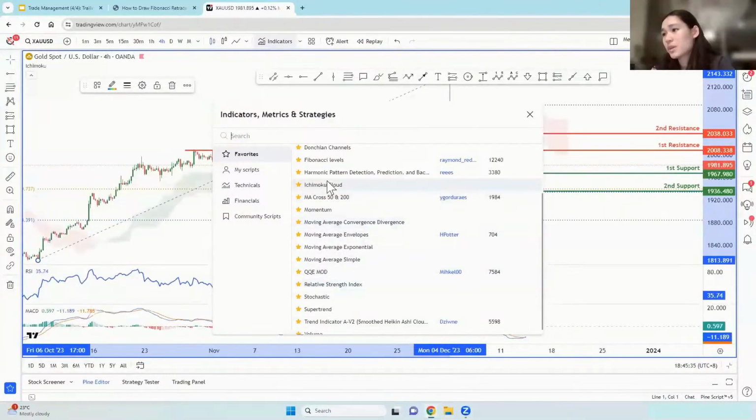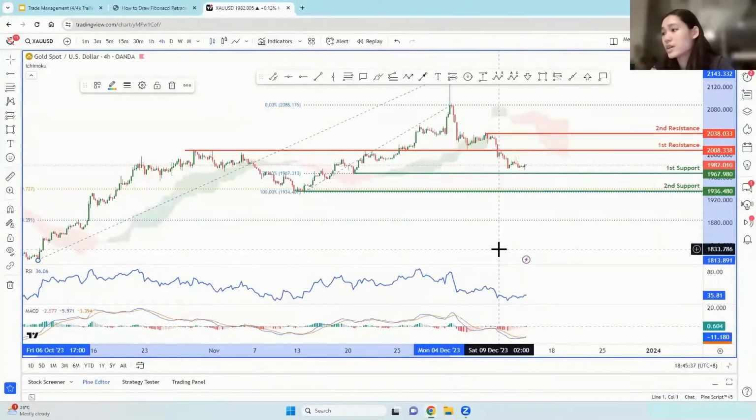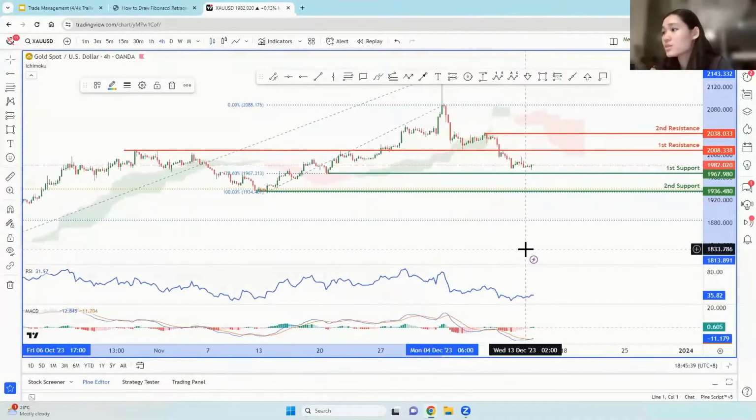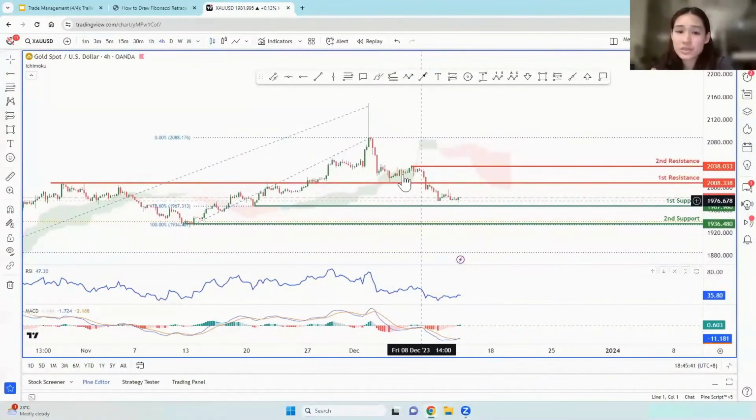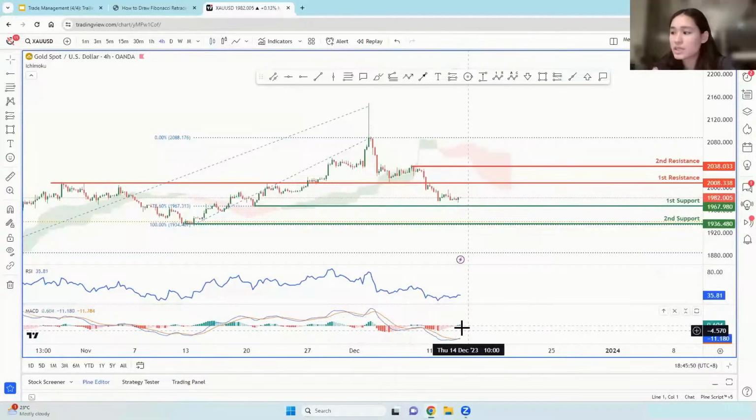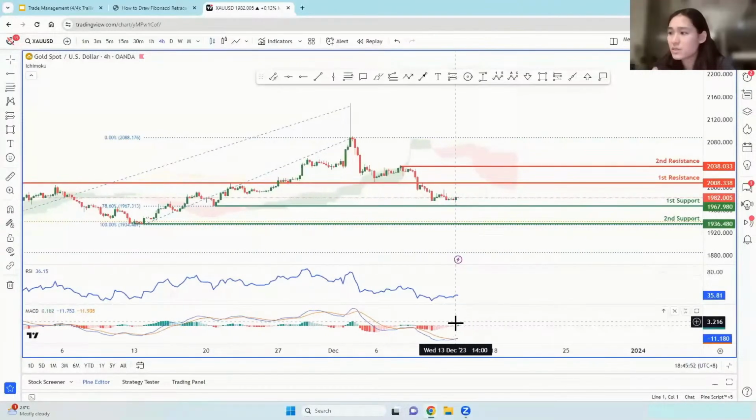I'm going to use MACD, Ichimoku, and RSI again, because at one glance you can see exactly what the signals are. On our Ichimoku, you can see that price is moving below the Ichimoku cloud, so it's giving us a bearish signal. On our MACD, it is giving us a bit of a bullish signal, so I'm just going to remove that.